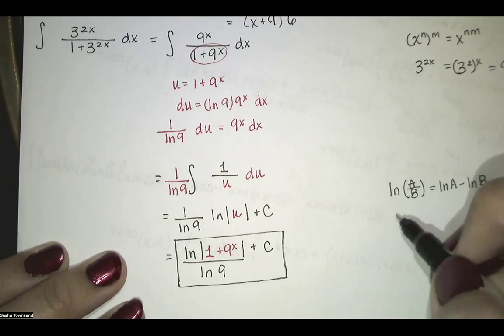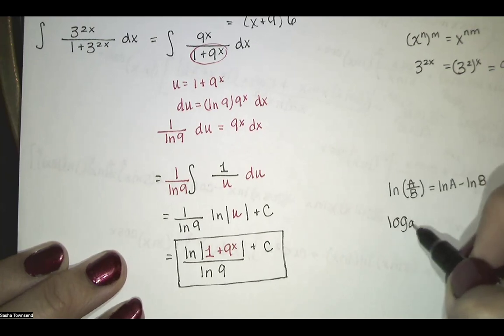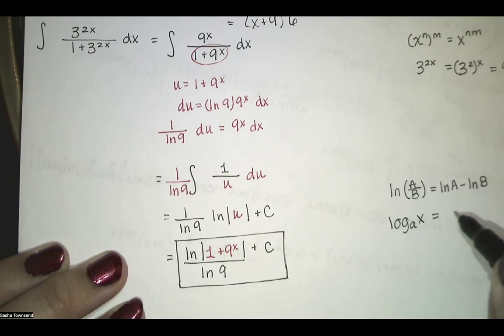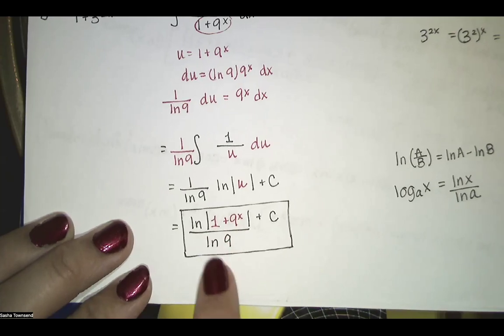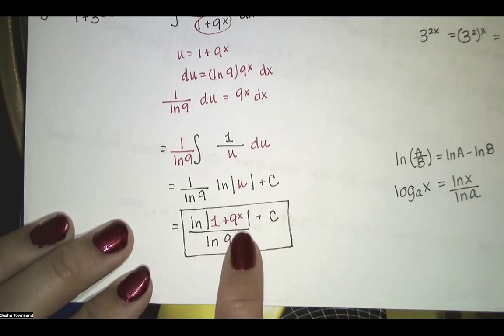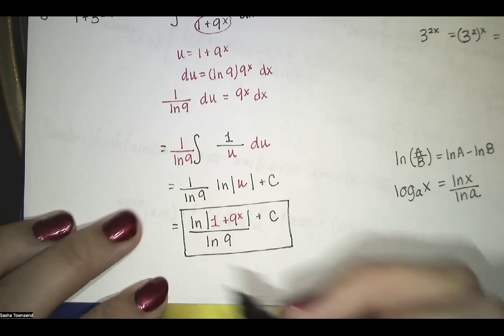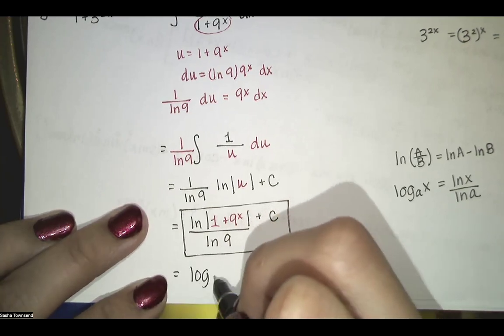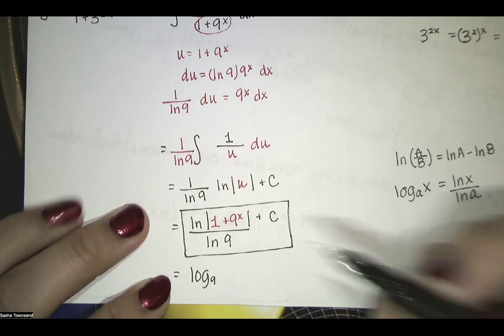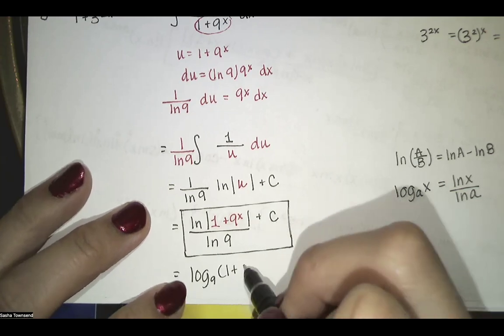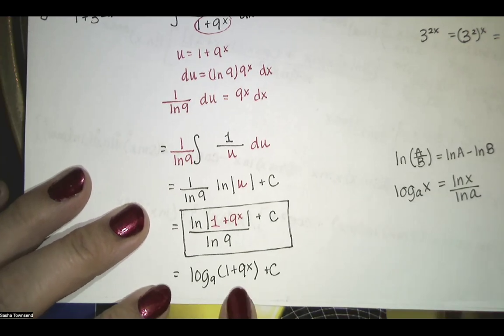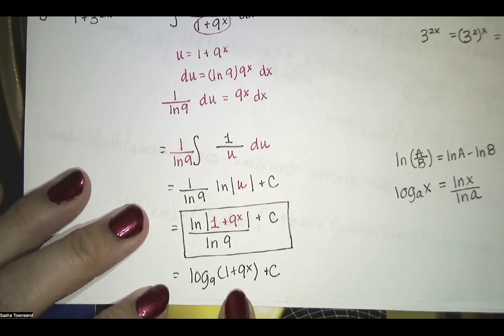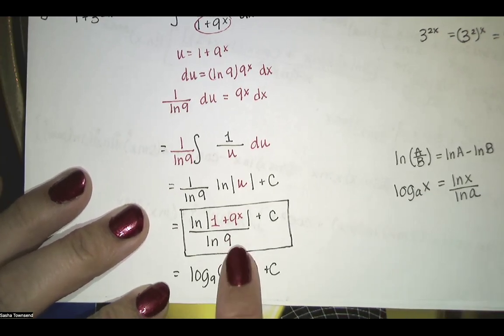You might say, what do you mean? Well, if I have log base a of x, that turns out to be natural log of x divided by natural log of a. So we could take this and rewrite it as log base 9 of 1 plus 9 to the x. So that's technically equivalent. And 1 plus 9 to the x is always positive, so we don't really need the absolute value bars. So you could write the answer that way, but I probably wouldn't. I would probably leave it like that.